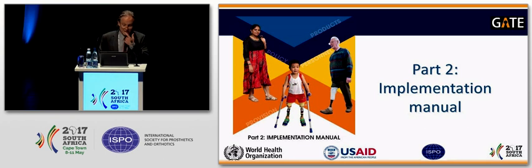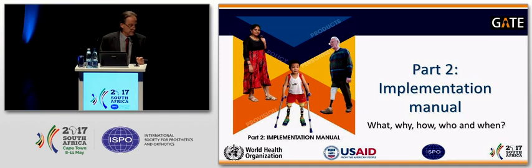Part two is the implementation manual, and that's intended as a tool to help countries to discuss these issues. It gives ideas on what has to be done, why it should be done, how it should be done, by whom, and when. It sounds very ambitious. Of course, the answers to these questions can't be provided in this document to the extent we would like to see it there, but it gives an idea of discussions on how to analyze the country situations and to arrive at priorities for the countries.